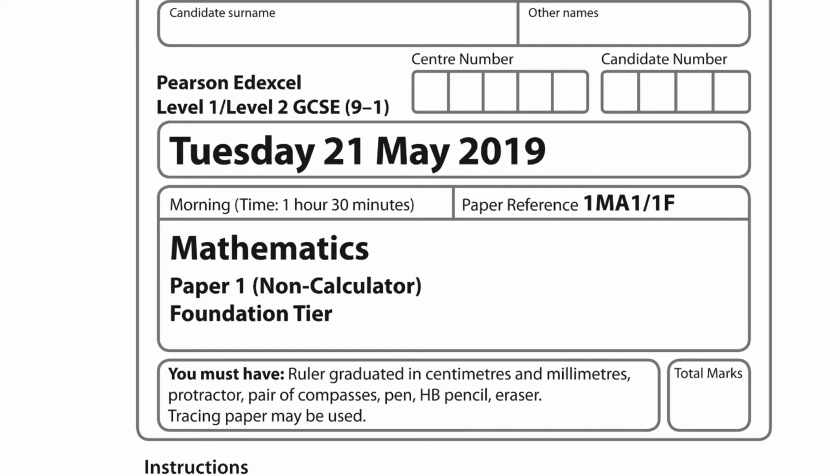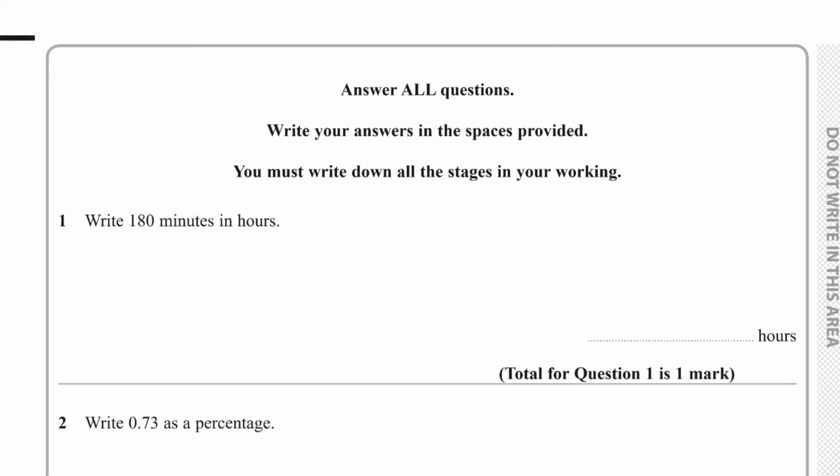Hi guys, this is the Edexcel GCSE 9-1 Maths Paper 1 from the June 2019 series, and it is from the foundation tier. For question 1, we have to write 180 minutes in hours.